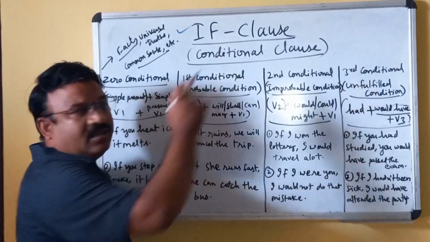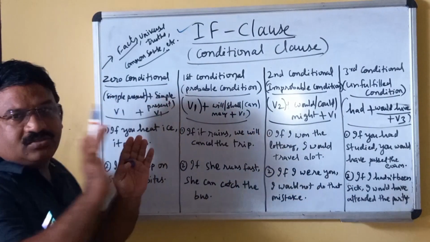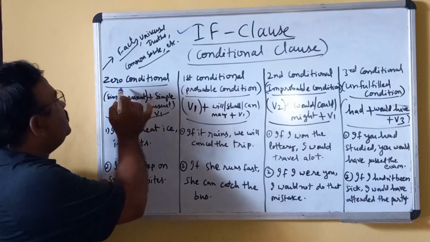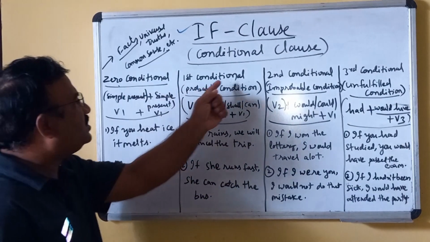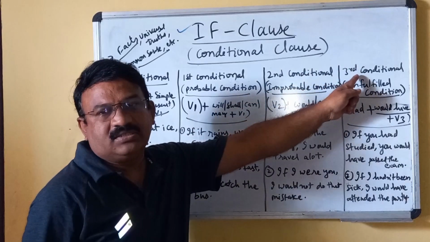Let us learn the if clause. It is a conditional clause. There are four kinds of conditional clauses: zero conditional clause, first conditional clause, second conditional clause, third conditional clause.